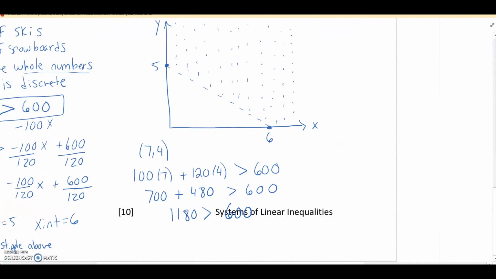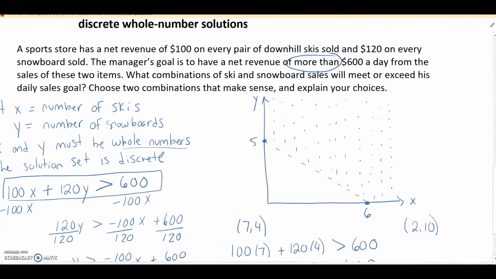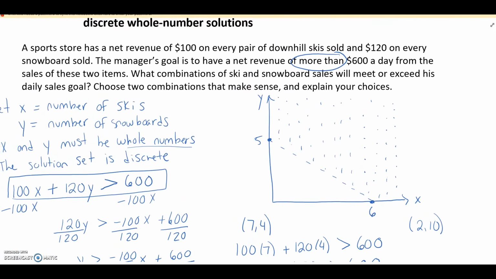So I'd like you to choose another one. Choose another one other than 7, 4. And here's another one that I chose, was 2 and 10. So those are 2 that I know work. I'd like you to try another one on your own that you think would work for this and just test it out. Just keep in mind that it says choose 2 combinations that make sense and explain your choices.